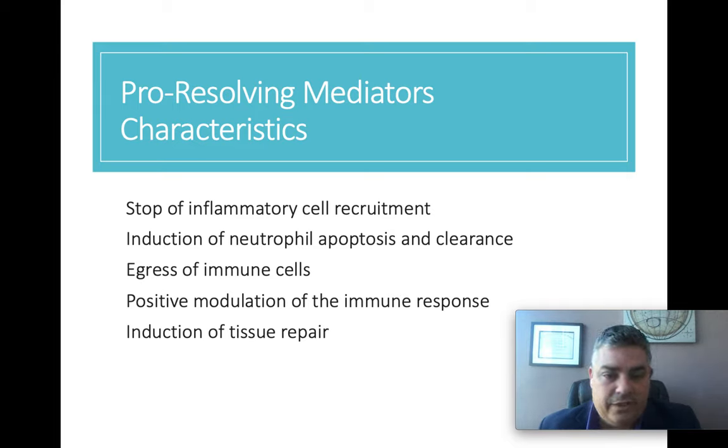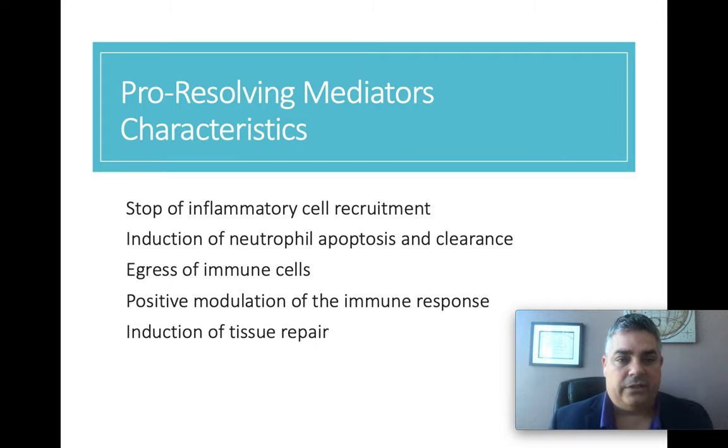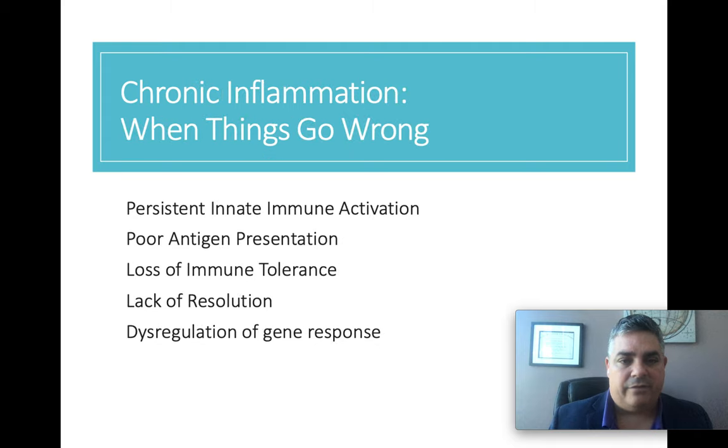These pro-resolving mediators have certain characteristics. They stop inflammatory cell recruitment, they induce neutrophil apoptosis and clearance, they prevent egress of immune cells, they have a positive modulation of the immune response, and they induce tissue repair. They're incredibly important. We're actually beginning to believe that this might be the foundation of why fish oils have been shown in certain outcome studies to be so effective, but also why potentially fish oil studies are mixed. And maybe they're mixed because different fish oils have different amounts of these pro-resolving mediators. So there's this growing recognition that maybe the key to a good fish oil, beyond the omega-3 and omega-6 content, is a relatively high level of these active components.